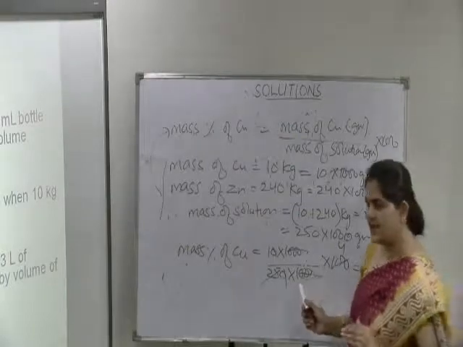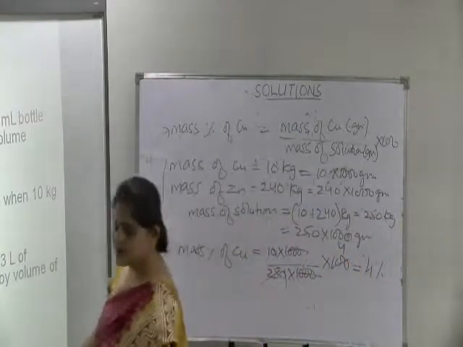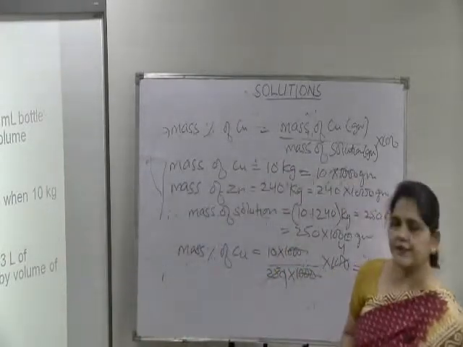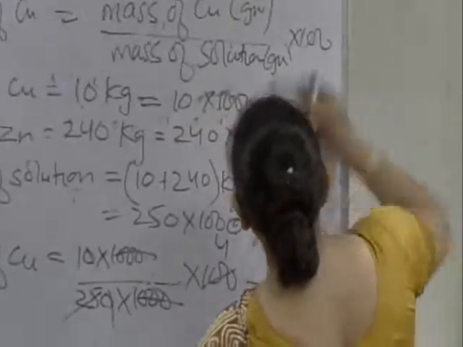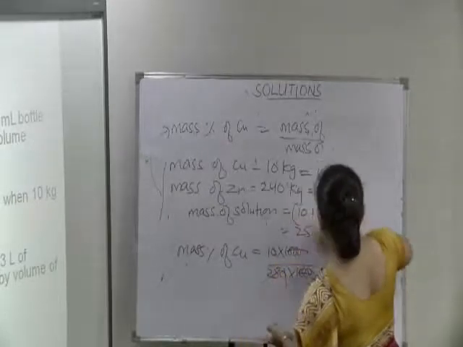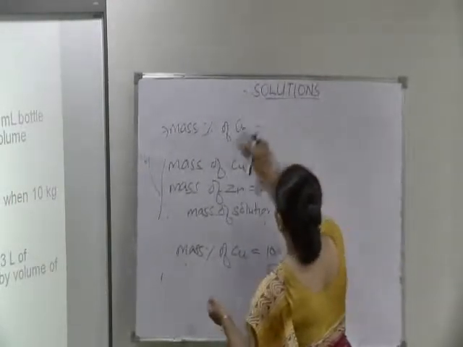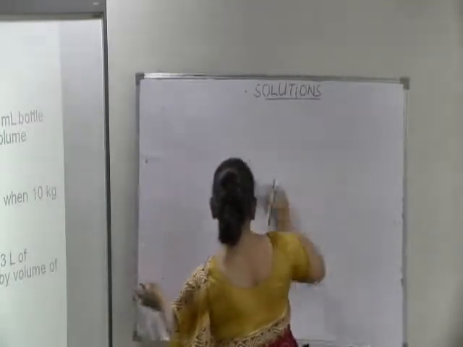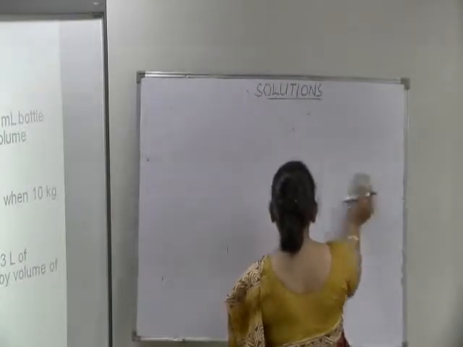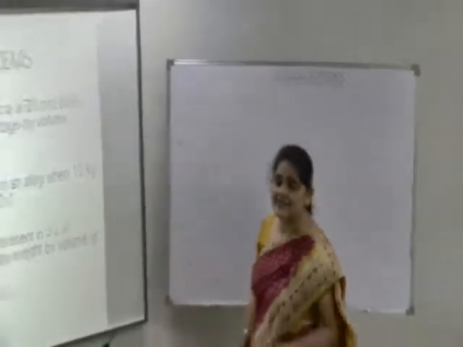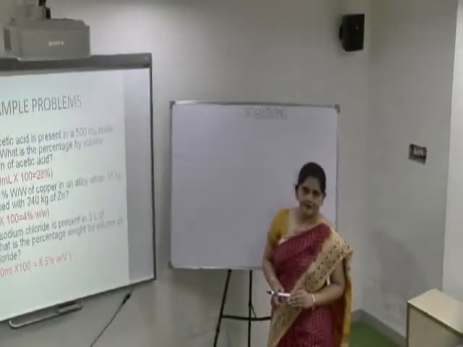This is the example for the second way of expressing the concentration, that was mass by mass. The third example, if you see, is when 250 gram of sodium chloride is present in 3 liters of the solution.